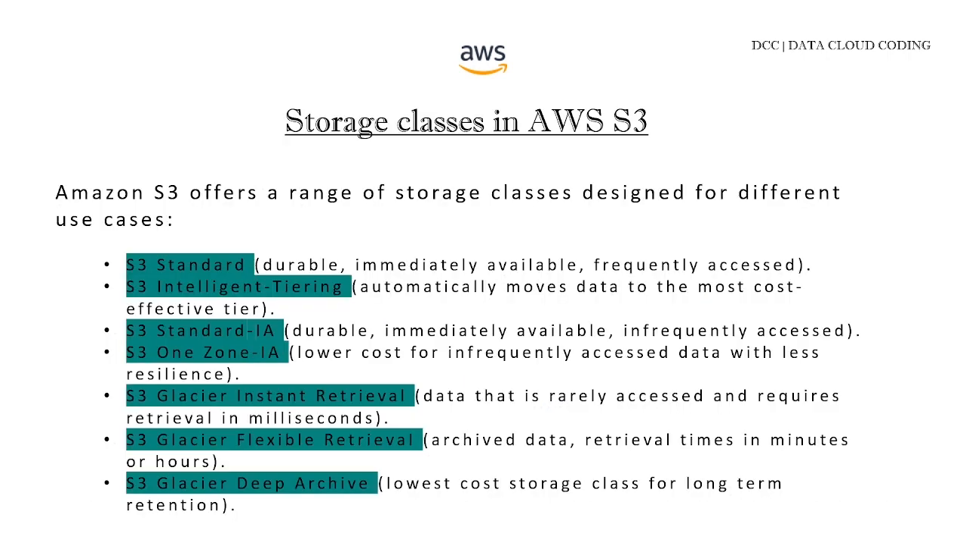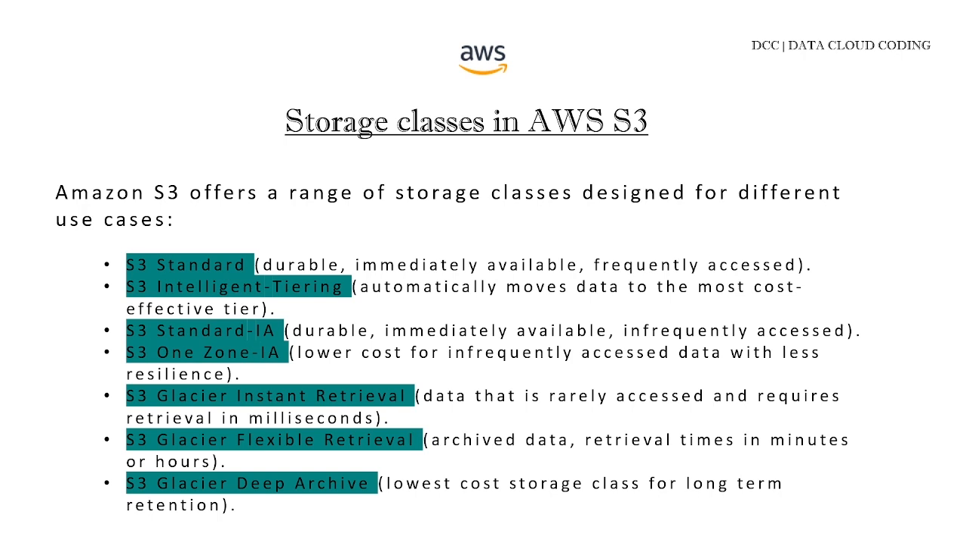Okay, so talking about storage classes in AWS S3, it offers us a range of storage classes designed for different use cases. So based on your use case, based on your requirement, you can go ahead and choose any of the following storage classes. We have S3 Standard, which is the most widely used. Talking about S3 Standard, it is the most durable, immediately available, and frequently accessed storage class. So S3 Standard is the best option to choose when you have data that is to be frequently accessed and you want that data to be immediately available.